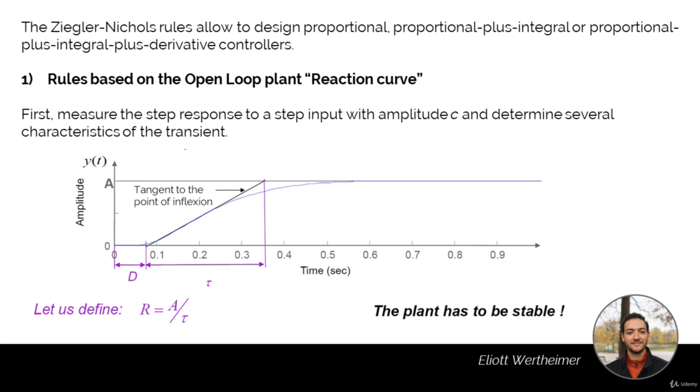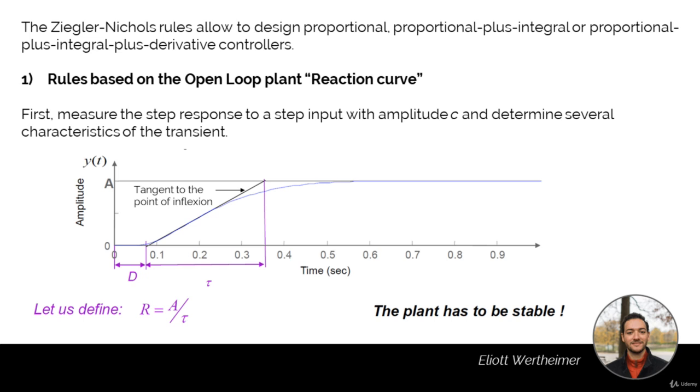Let me just explain. As you look at the response curve, it starts increasing faster and faster, and then its increase will slow down to eventually go to a straight line at the value of A, the amplitude of the output. So what you want to do is take the tangent of that curve at the point of inflection, which is the point at which the curve changes direction the most dramatically.